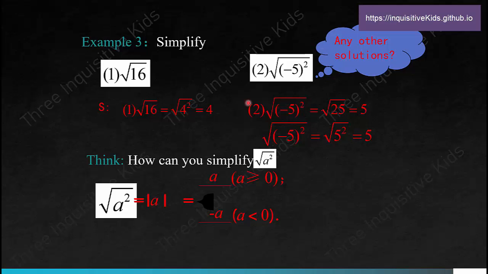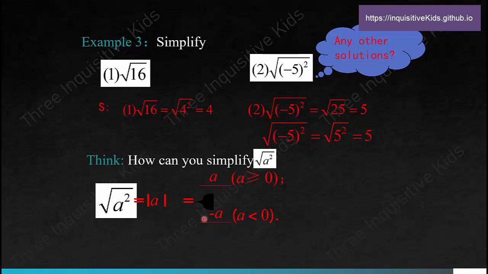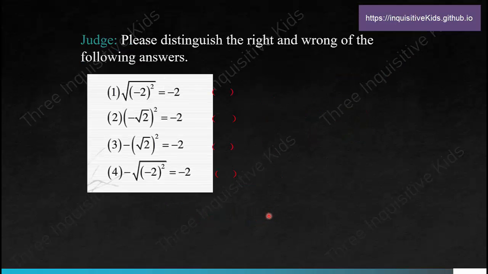So now let's judge. Please distinguish the right and wrong of the following answers. Alright? Okay. Let's look at this. So this is wrong because although there is negative 2 over here, remember back here, if this is negative, and a is less than 0, then it's just negative a. So this is wrong. The correct answer would be 2.